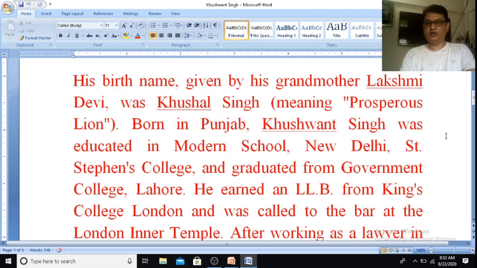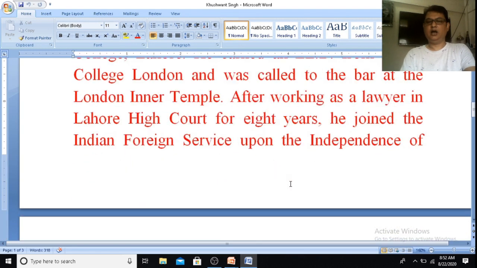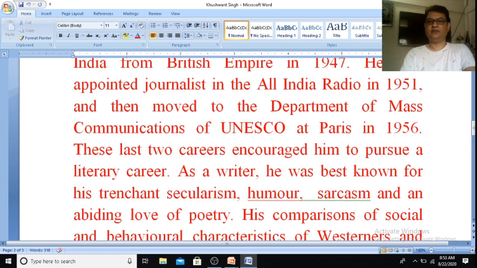Born in Punjab, Khushwant Singh was educated in Modern School, New Delhi, St. Stephen's College, and graduated from Government College, Lahore. He earned an LLB from King's College, London, and was called to the bar at the London Inner Temple. After working as a lawyer in Lahore High Court for 8 years, he joined the Indian Foreign Service upon the independence of India from the British Empire in 1947.